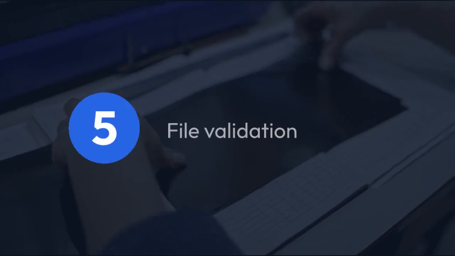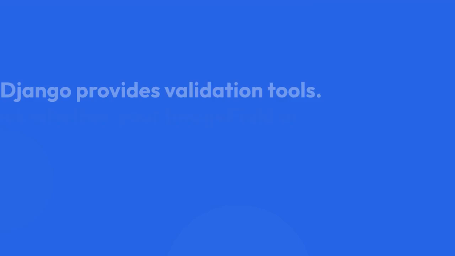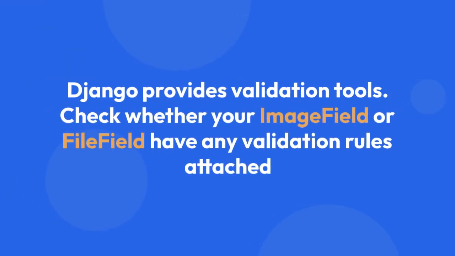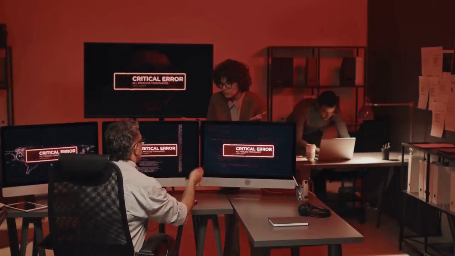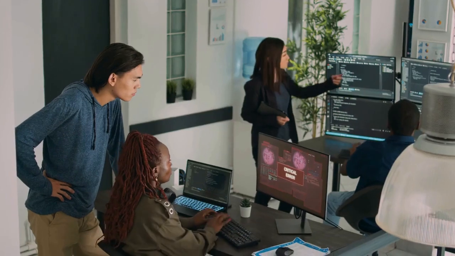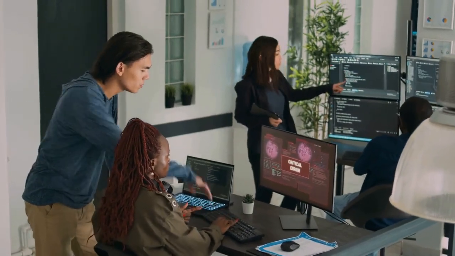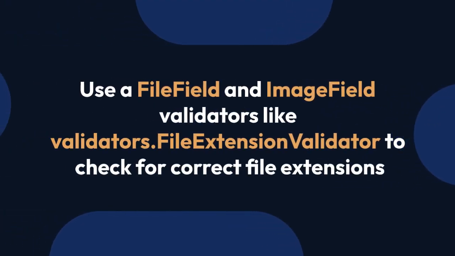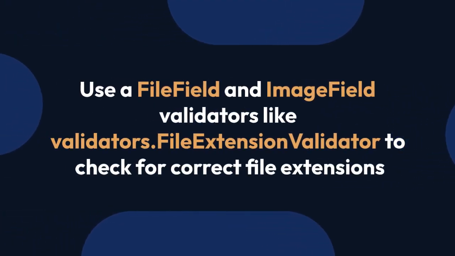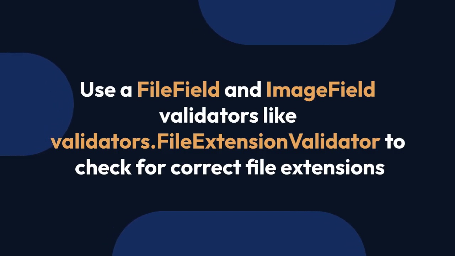5. File validation. Django provides validation tools. Check whether your ImageField or FileField has any validation rules attached, and whether the uploaded file meets these rules: file type, file size, etc. If the validation fails, the file will not be saved, leading to this error. You can use FileField and ImageField validators like validators.FileExtensionValidator to check for correct file extensions.